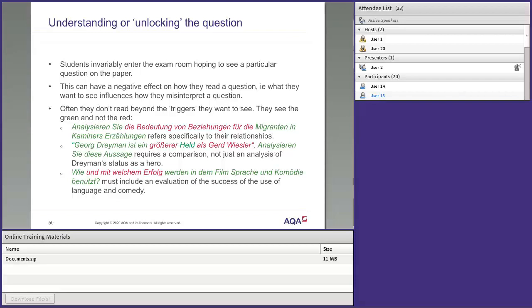So you've got some examples of questions here where, for example, in the Leben der anderen one, they see the word hero, but they don't actually see that they've got to discuss that he is a bigger hero than Wiesler, for example. They don't see the "and with what success." They just talk about how language and comedy is used in whichever film it was, but don't refer to the "what success." So they must get used to reading the question that is there, not thinking, "yeah, I did this one last week."